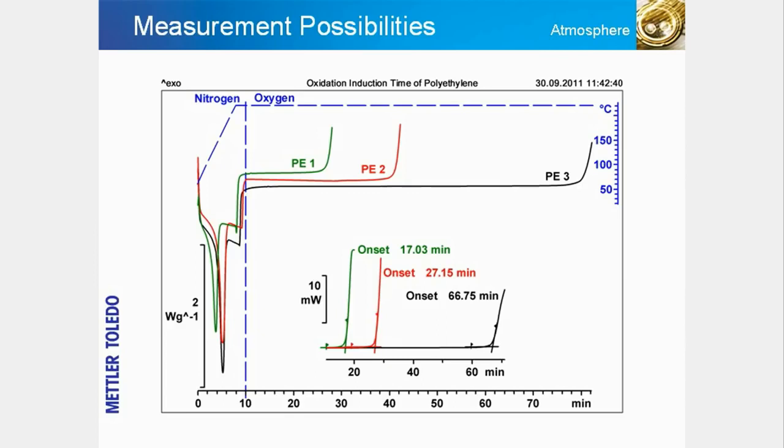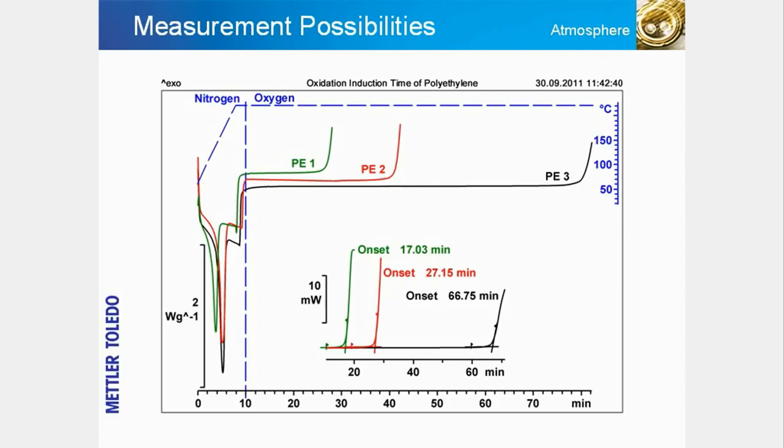Temperature, gas exchange, and the type of atmosphere are parameters that influence sample behavior. Oxidation is a topic of considerable interest, especially in the field of plastics and oils. Oxidation behavior and stability can be studied by heating a sample rapidly to a predefined temperature in an inert atmosphere, usually nitrogen, and then switching over to a reactive oxygen atmosphere.